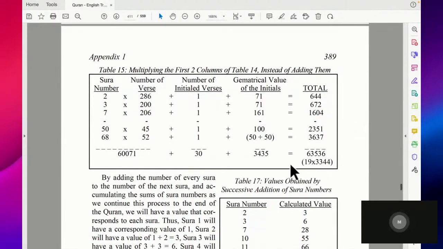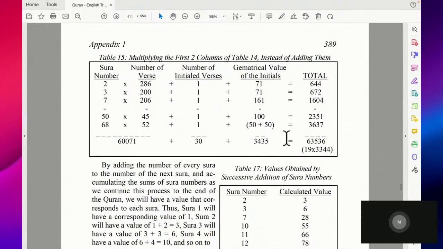So I think this is enough for this session, and God willing, I will stop here and allow you to digest the things that we have already talked about. God willing, in the next session, we're going to talk about the rest of the tables in Appendix 1.